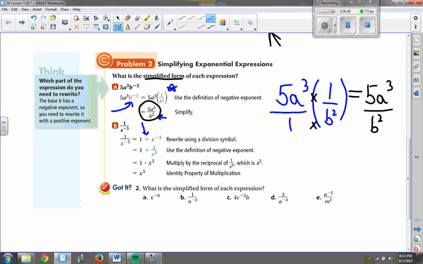Now, 1 over x to the negative fifth power, you can see that your book has rewritten here, instead of the fraction bar, a division symbol, right? 1 divided by x to the negative fifth power. That's the same thing. Now we use our rule, because we know that x to the negative fifth power is really the same thing as 1 over x to the positive fifth power. So now, if we look here at this step, here's what we have. 1 divided by 1 over x to the fifth power.